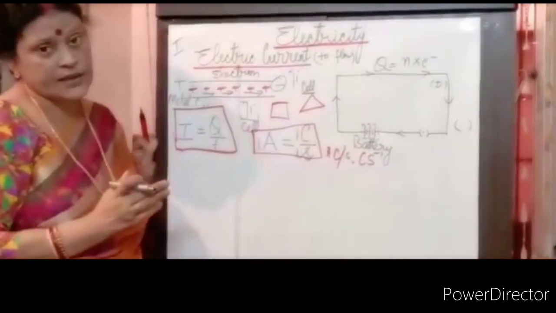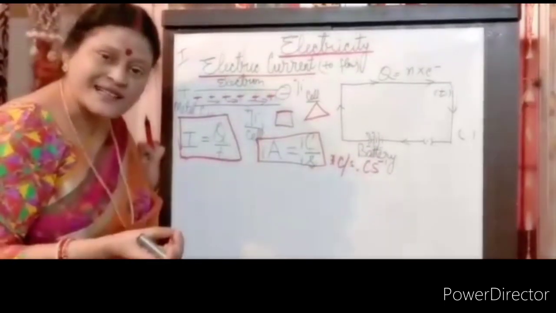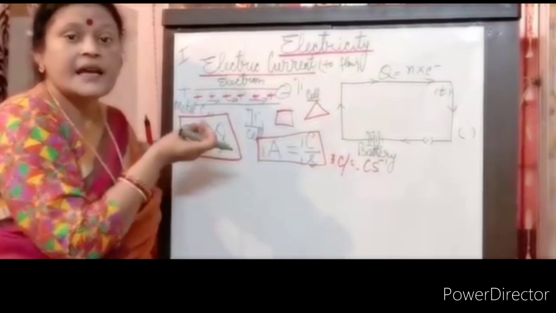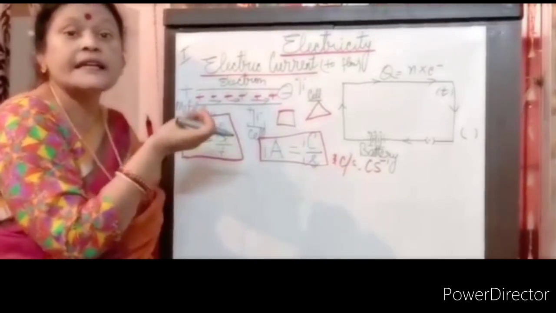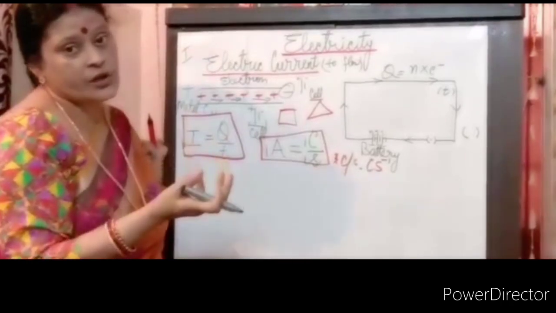Before I start with the electric current, conductor and insulator. What is a conductor? Through which the heat or electricity can pass. Insulator, through which it cannot pass.